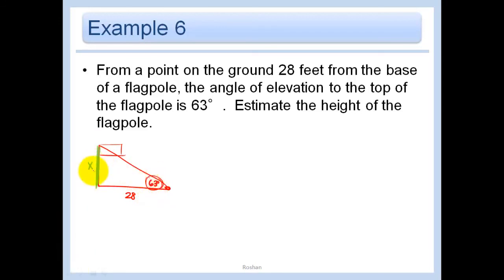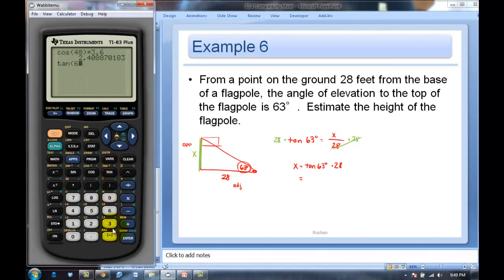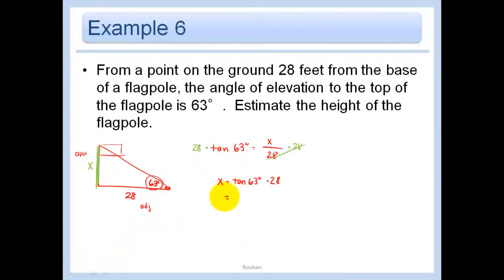So in this problem right here, we have opposite and we have adjacent. So since we have opposite and adjacent, we should be using the tangent of 63 degrees is equal to opposite, which is x, over adjacent, which is 28. Multiply both sides by that 28, and we get x equals tangent 63 degrees times 28, which equals tan 63 times 28, 54.953. So I'm just going to say on this one, about 55 feet.